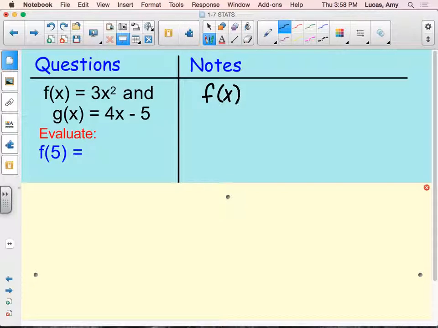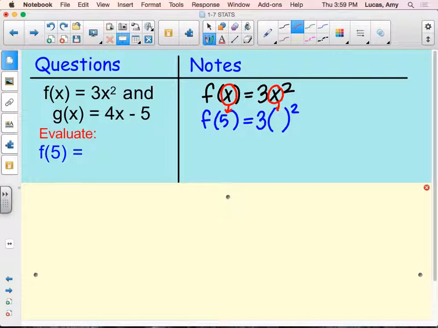F of x equals 3x squared. Evaluate f of 5. Now what I want you to notice is that the x right here was replaced with a 5. So what we are going to do on the other side over here is replace this x also with a 5. And then we're going to use the order of operations. So the order of operations says that we are going to do parentheses, exponents, multiply, divide, add, subtract. And remember, each of those go left to right.